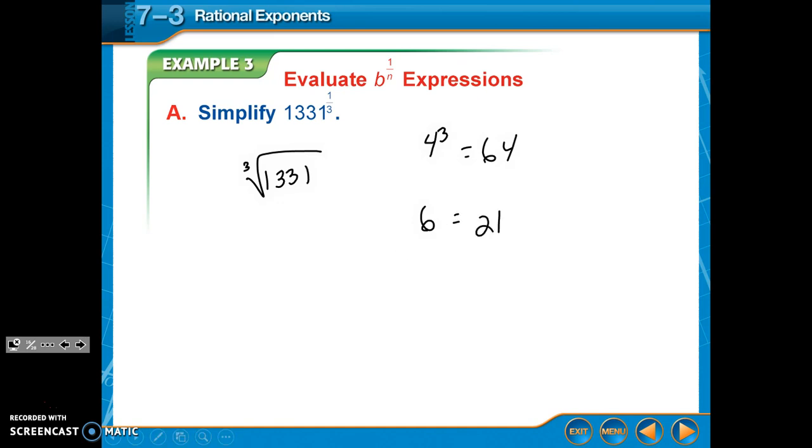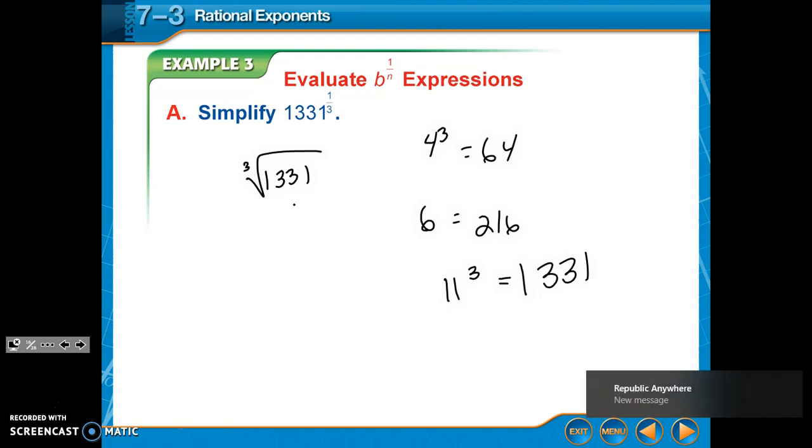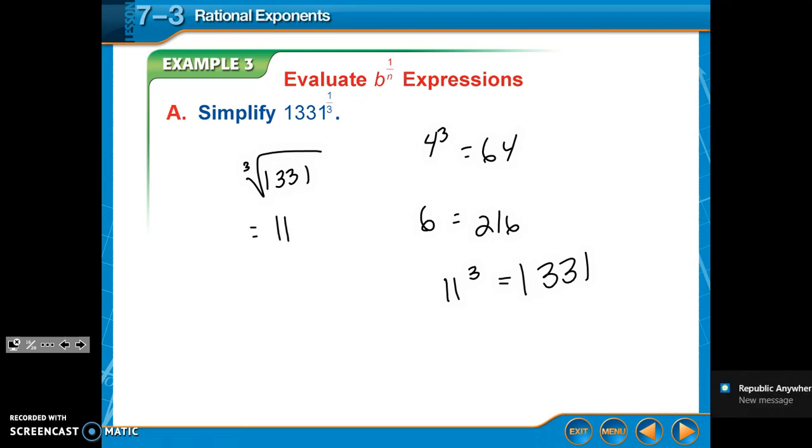Let's go even bigger. So let's try 7 to the 3rd power. I get 343. We've got to go bigger. Let's try 9 to the 3rd power. Gives me 729. If I go 11 to the 3rd power, I get that number there. So 11 to the 3rd power gives me 1,331. So that means the cube root of 1,331 is 11.